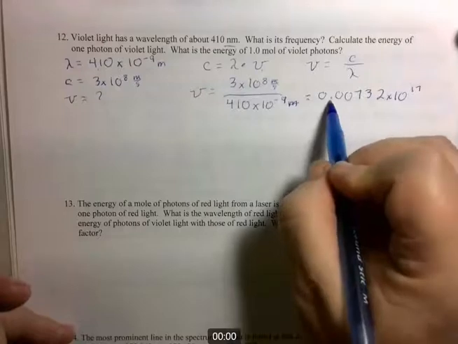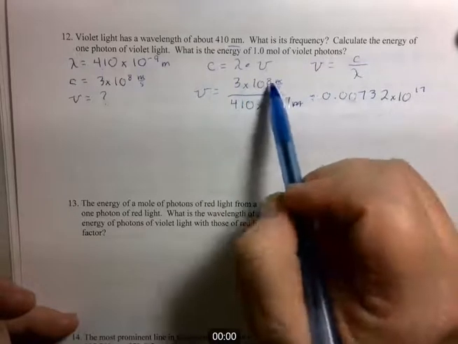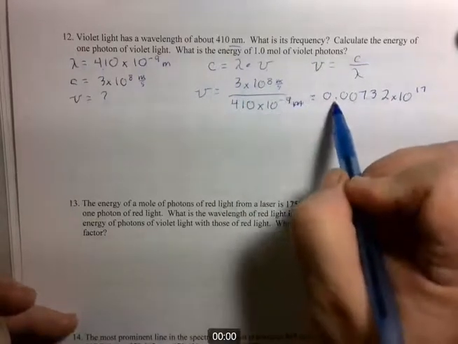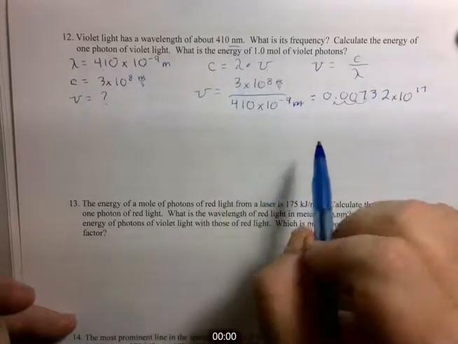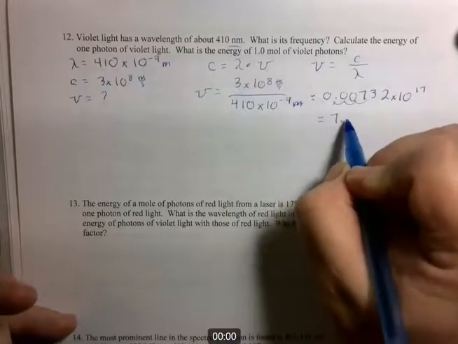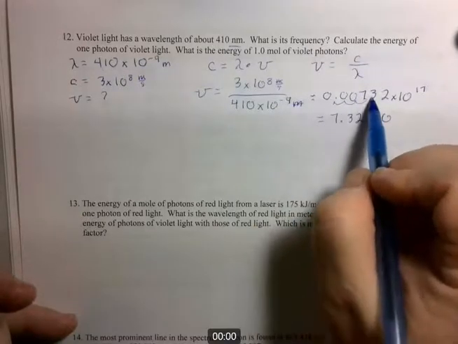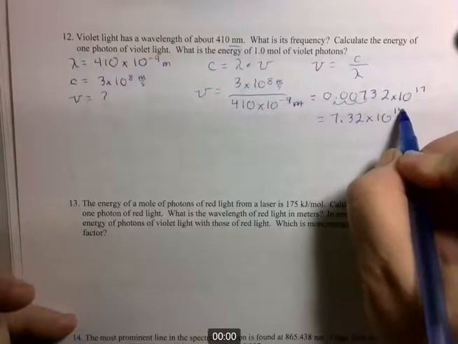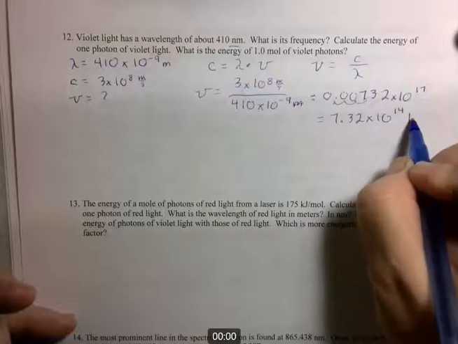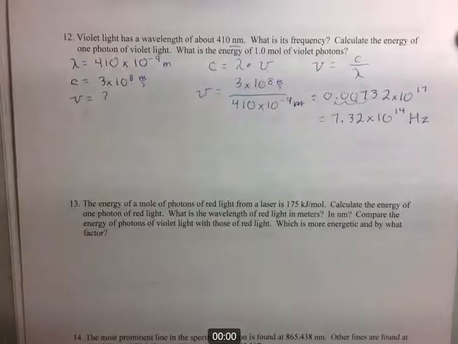Okay, but we've got to move the decimal over. You notice this time I'm not doing it all on my calculator. I'm doing it the way that you might do it. 3 divided by that gives us that. Minus 9 gives us that. Now we're going to move the decimal over 1, 2, 3 places to make it a number between 1 and 10. So that's going to be 7.32 times 10 to the, we made this number bigger by moving the decimal from here to here, so we're going to make this number smaller by 3 places. That's 10 to the 14th, and it's hertz, or you can call it 1 over seconds, or whatever you want to call it there. Okay, there it is. So that's the answer to that. Calculate the energy in 1 photon of the violet light.